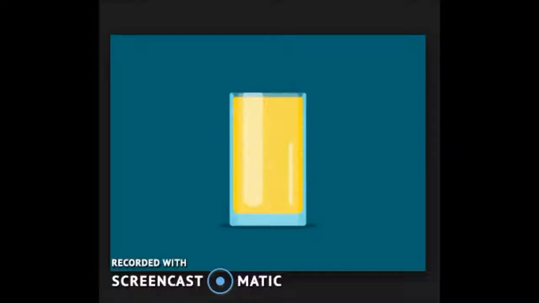So we've already looked at what volume is for a cylinder. The volume of a cylinder is how much stuff that cylinder will hold. Notice in this case, how much juice will that glass hold? Now we're going to look at surface area.